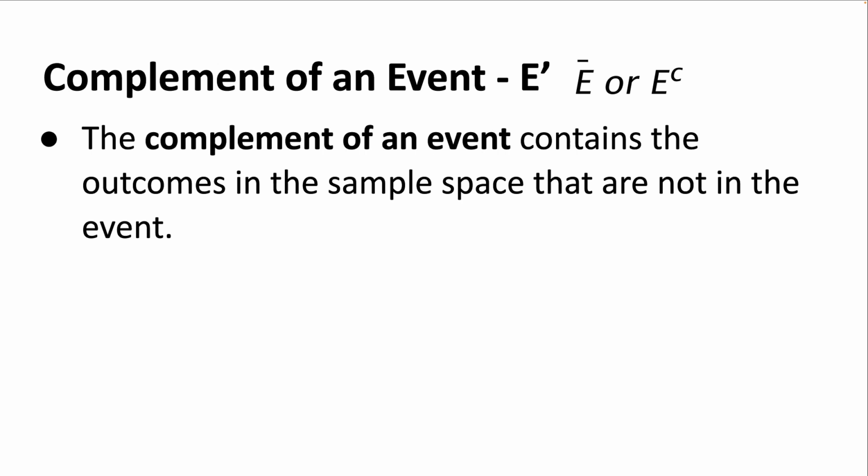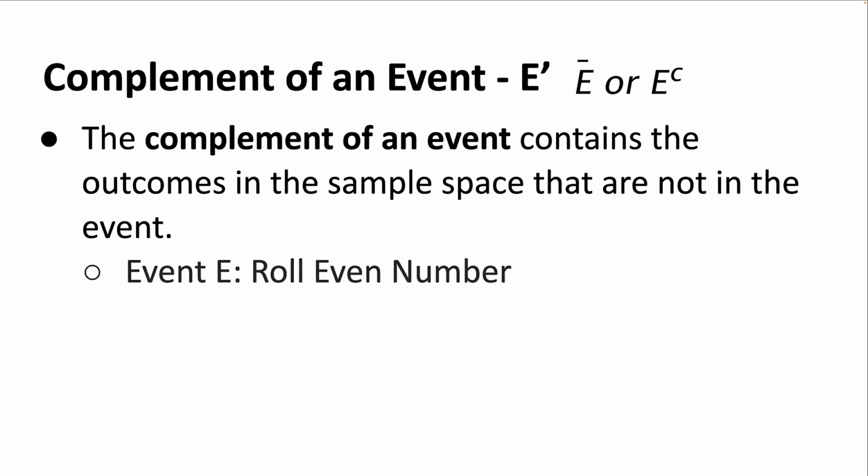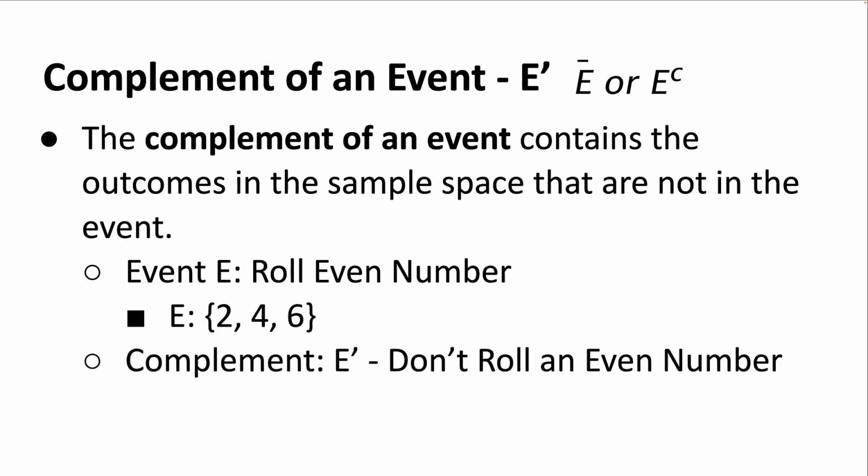The complement of an event E is usually written E with a little apostrophe, or sometimes you'll see it written E with a bar over it, or E with a superscript C for complement. The complement of an event contains all of the outcomes in the sample space that are not in the event. So like we said, if event E is we roll an even number, then E contains the numbers 2, 4, and 6. The complement of E is really the event that we don't roll an even number. In that case, E complement would be 1, 3, and 5, which is the odd numbers.